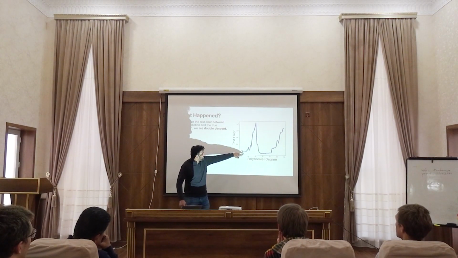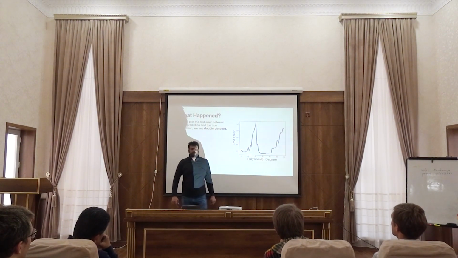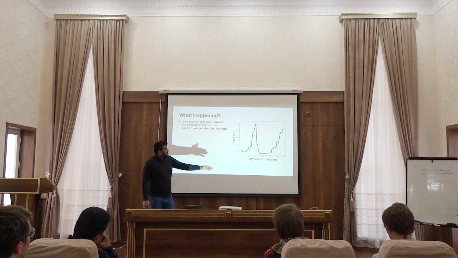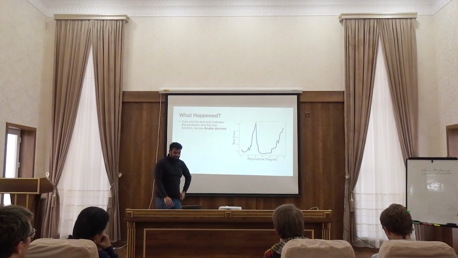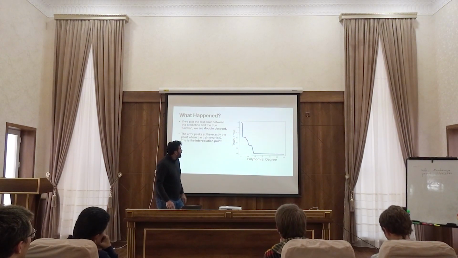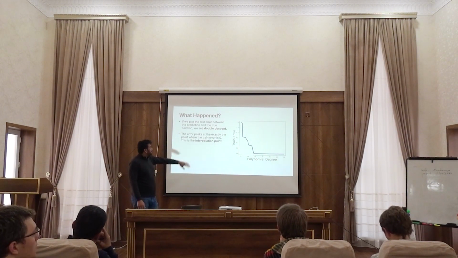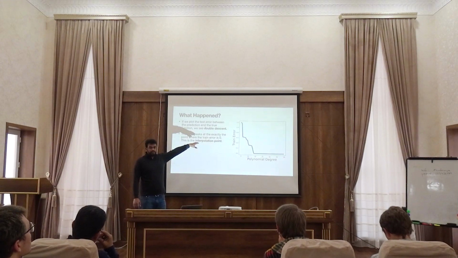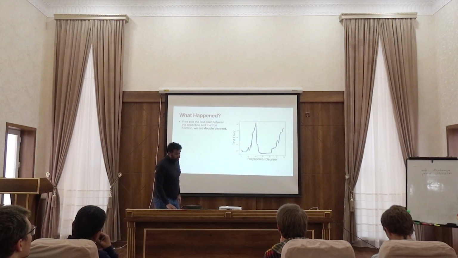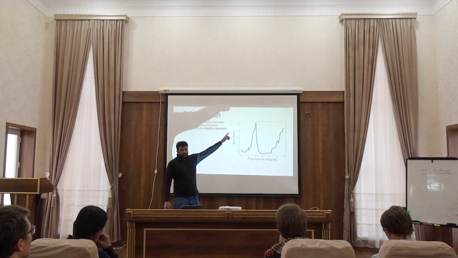So this is the first descent, and that's the second descent. The error goes down, then it goes up, then it comes back down. So what happened here? The error peaked exactly at the point where the training error became zero. If you look at the peak of this error, it's exactly at 19.